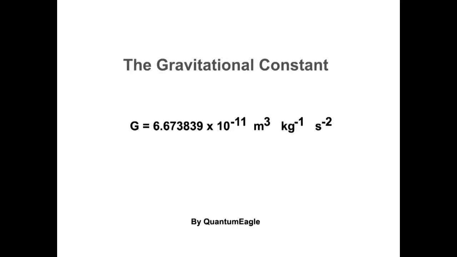The gravitational constant looks rather intimidating with its scientific notation and metric dimensions and exponents. I say that big letter G equals 6.673839, moving the decimal place to the left 11 times, and that is cubic meters per kilogram per second per second. Seems rather odd. I wonder what this means.